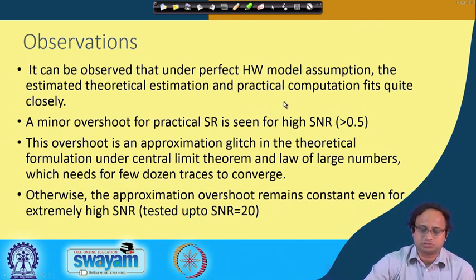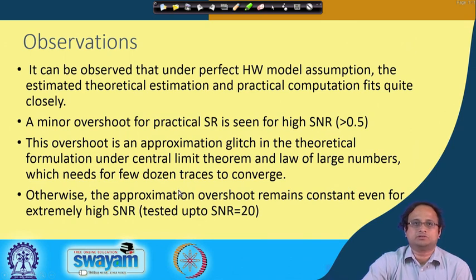So it can be observed that under the perfect Hamming weight model assumption, the theoretical estimation and the practical computations fit quite closely. A minor overshoot for practical SR is seen for high SNR points, typically more than 0.5, and the overshoot is an approximation glitch in the theoretical formulation, because as we know, we have been applying the central limit theorem, and the law of large numbers does not work when you have few traces to observe; it does not really converge. And otherwise, the approximation overshoot remains constant even for extremely high SNR. We tested up to SNR equal to 20 and the match is quite consistent.